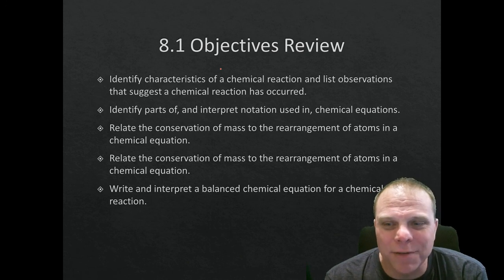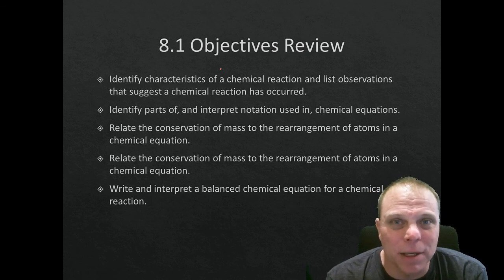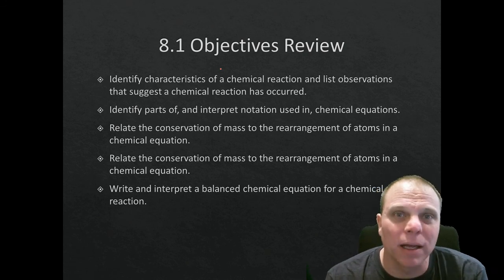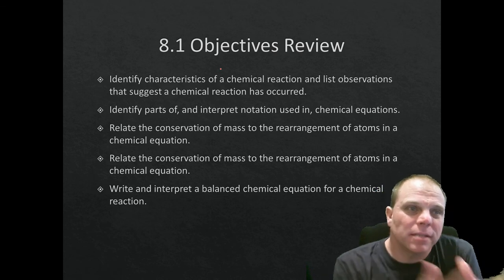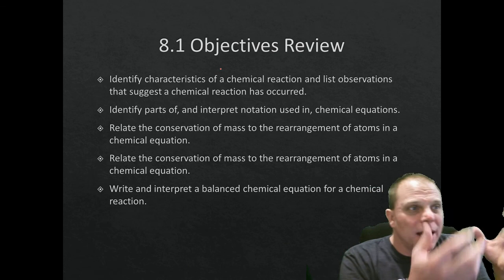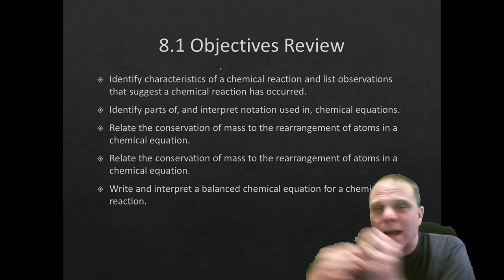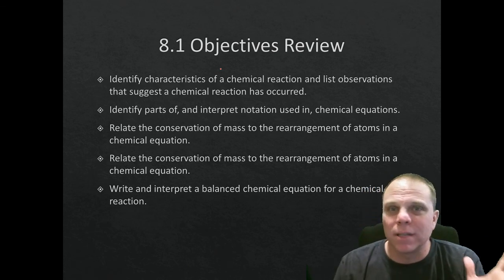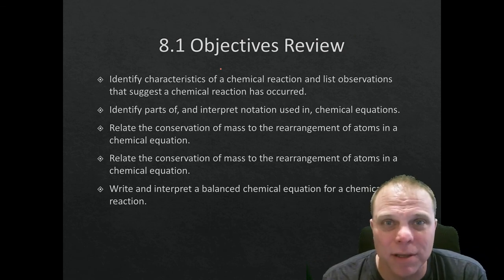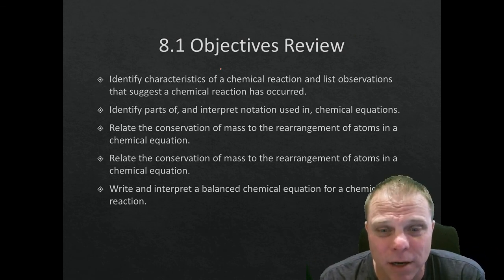Can we relate the conservation of mass to the rearrangement of atoms in a chemical equation? Yeah, we sure can, right? We have to balance the equations because we have to show what is happening in nature. We want to show that this is how nature is rearranging the atoms to form new compounds. And so if it has one of this on that side, it's got to have one of that on the other side. It can't all of a sudden go from 2 to 1 or from 2 to 5 or whatever. We have to make sure that the same numbers and types of atoms are on both sides of the equation.